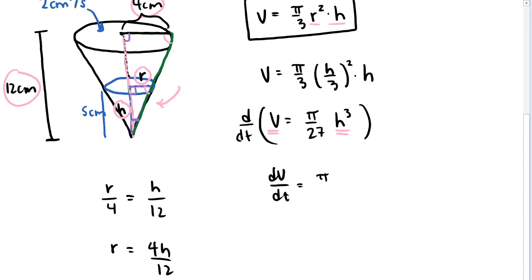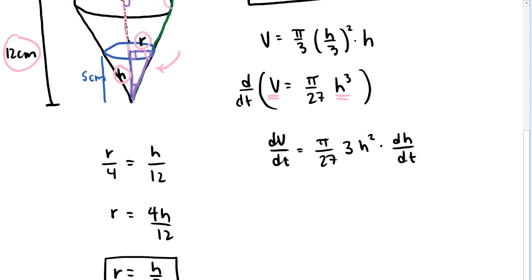Here we get pi over 27, and the derivative of H cubed with respect to t, well here, there's sort of this outer function of this cubing function. We would bring that power down, and then we would decrement that power by 1, right? So here this would give us H squared. But then we have to take the derivative of this inner function, right? We've only taken so far the derivative of this outer cubing function. The inner function is a function of t, and so here we have dH/dt multiplied as well.